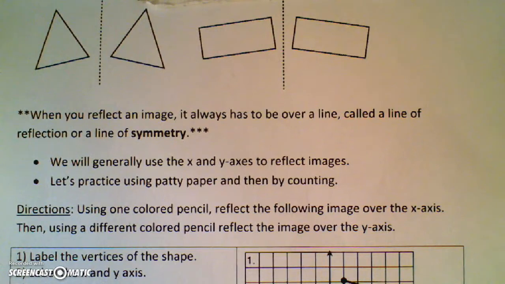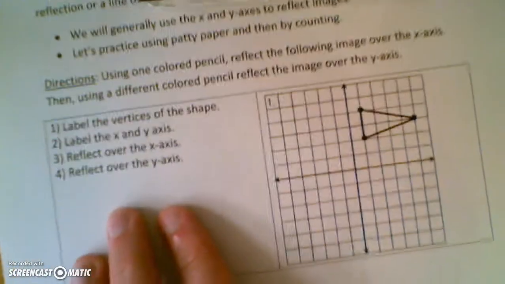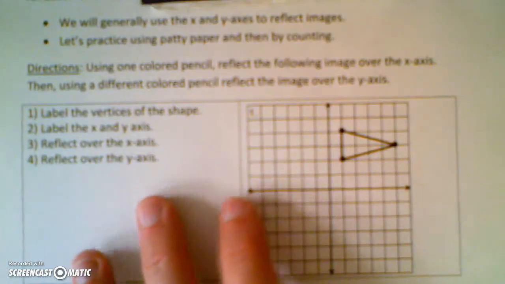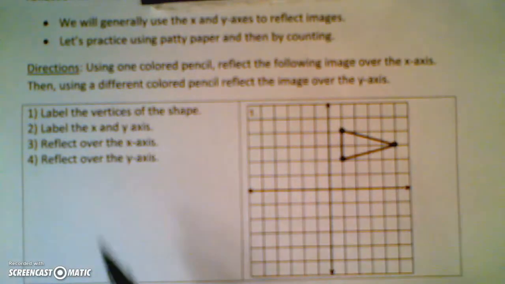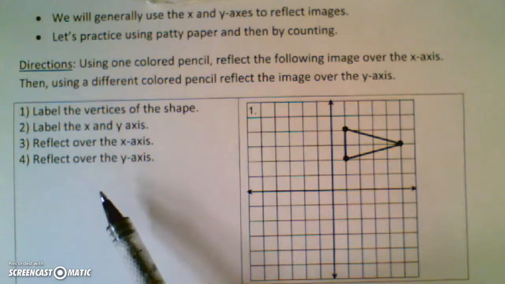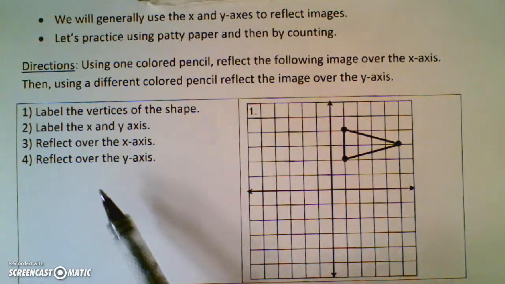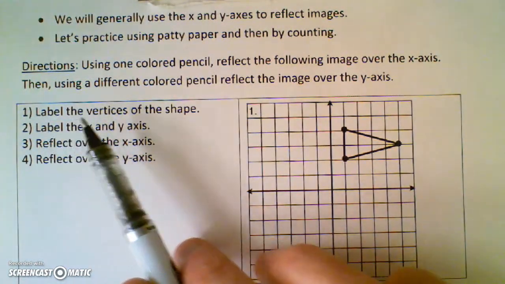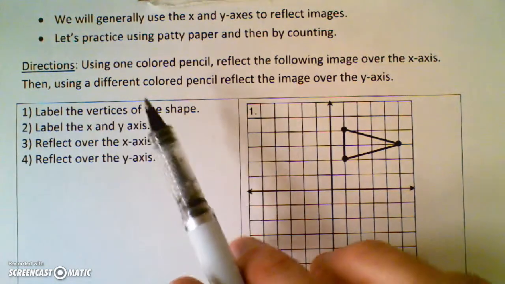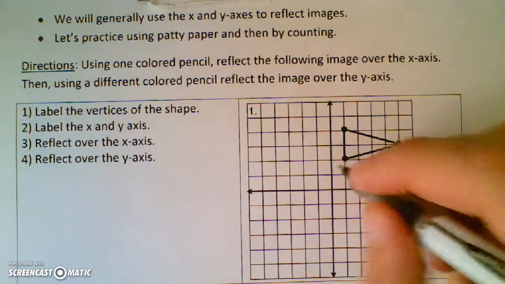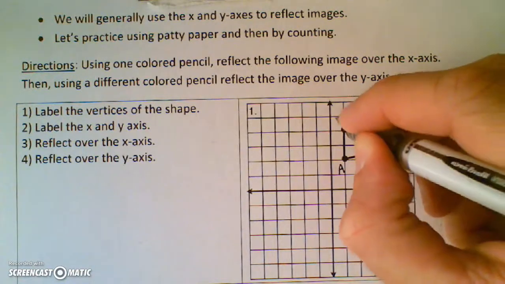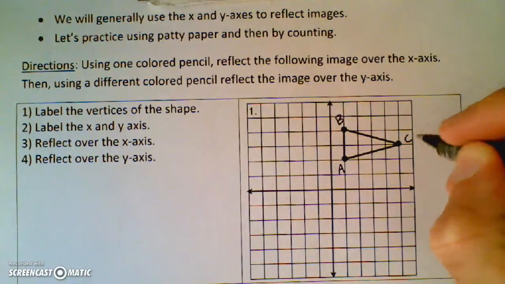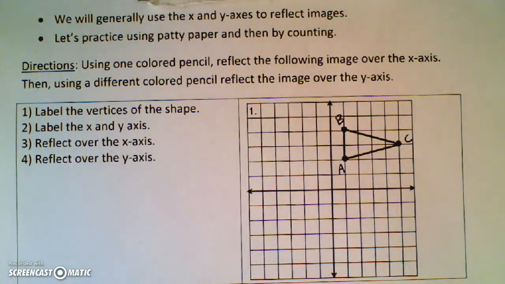So let's look at the first problem. Using your patty paper, we're going to reflect this image, but there's a couple steps we have to fill out first, and it's labeled over here on the side. So first it says label the vertices of the shape. What that means is you just label the corners. So I'm going to call this A, B, and C, just to make it easier on myself.